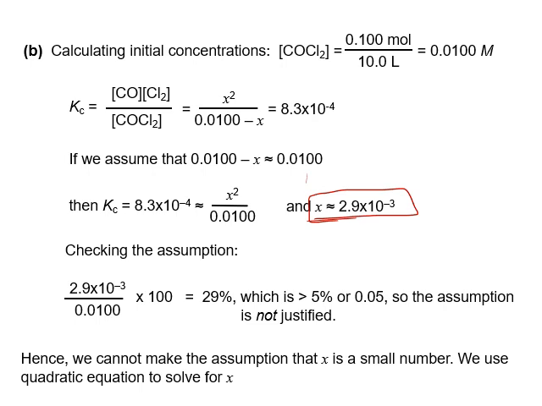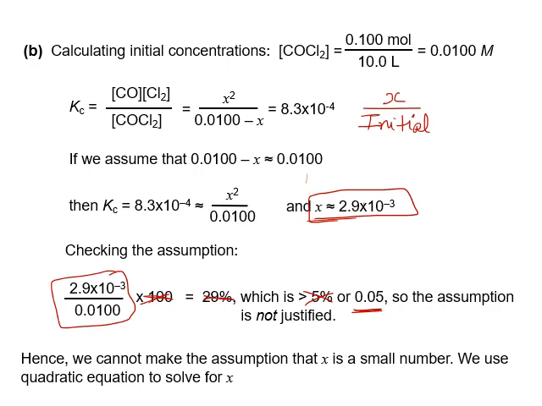Now the next step is to check the assumption. How do I check the assumption? I take my value of x divided by the initial reactant concentration. My x is this, divided by the initial, which is 0.010. So I plugged it in here and solved for it. You don't have to multiply it by 100, that's fine. You can just plug in this value and check if it is less than 0.05. There's no need for you to calculate the percentage.